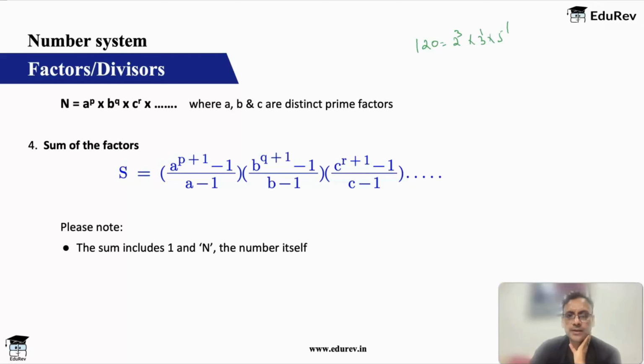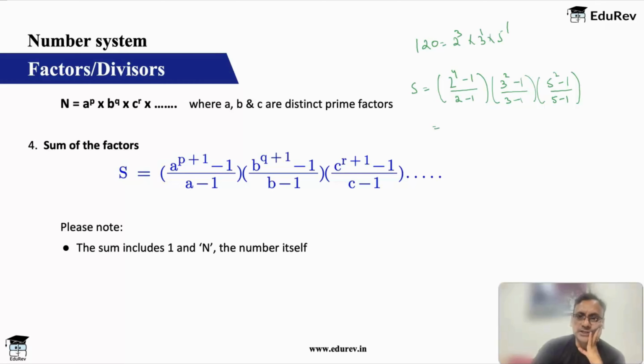So the sum will be equal to, and it looks complicated, but it's not a complicated formula. So it will be 2 to the power 3 plus 1, which is 4, minus 1 upon 2 minus 1. Then 3 to the power 1 plus 1, which means 2, minus 1 upon 3 minus 1, and then 5 to the power 1 plus 1 minus 1 upon 5 minus 1. That is what you get.